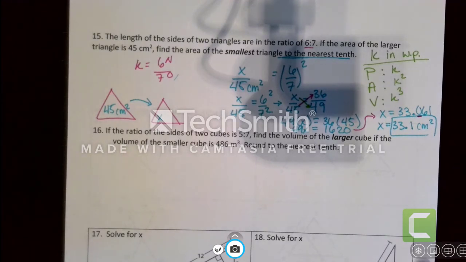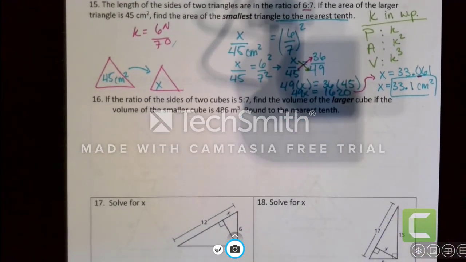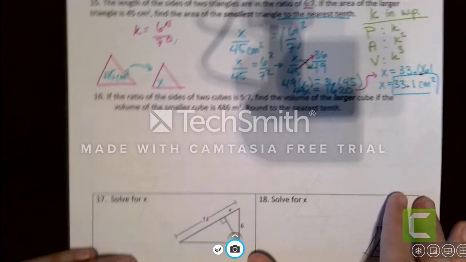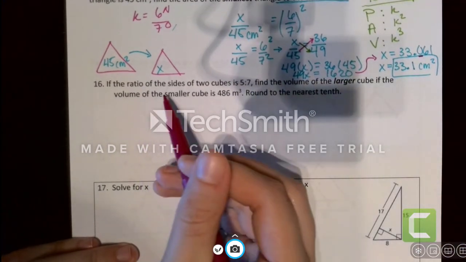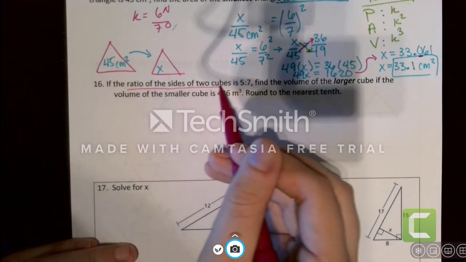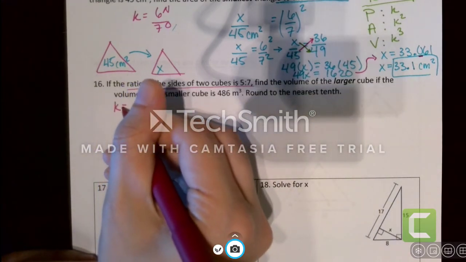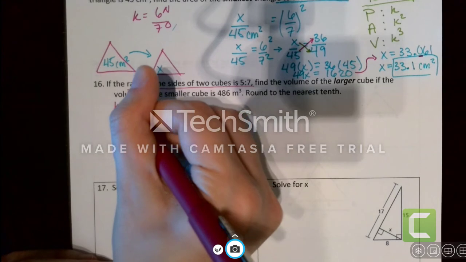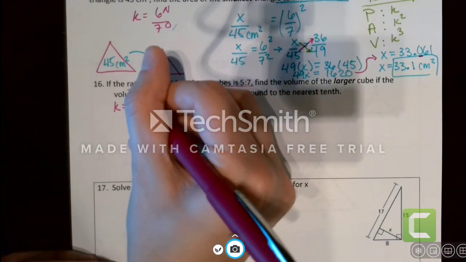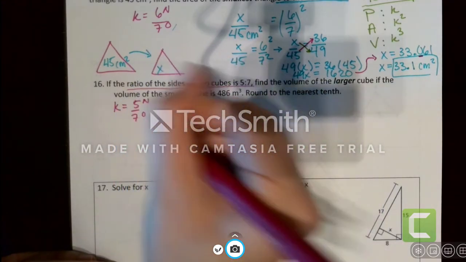Now for 16, I will start the problem and draw out what you should have. You will finish number 16 on your own. In this problem, you're told that the ratio of the two sides is 5 to 7, which means that your scale factor is equal to 5 over 7, with 5 being your new and 7 being your old.